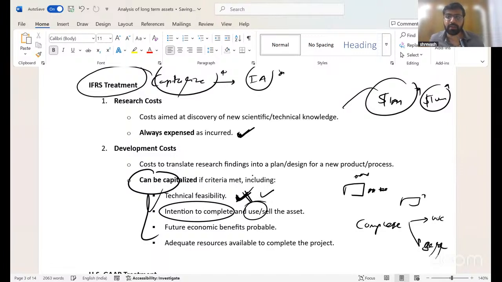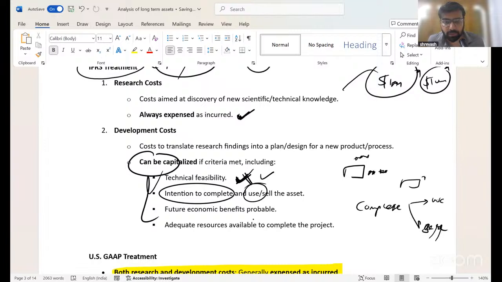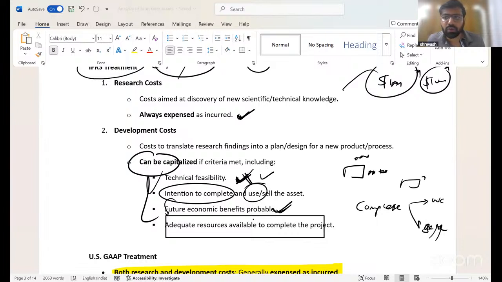So the cancer drug that I have developed, now I have developed it completely, but I'm a small company. What do I do? I sell the formula to somebody else. So whatever I'm developing, the intention has to be to complete it and then either use it or sell it. And obviously the future economic benefit has to be probable. And currently you have adequate resources to complete the project. What is the criteria? Intention has to be to complete the project. You tell me, if you don't have adequate resources, can you complete the project? No. So if you don't have adequate resources, you cannot have the intention to complete.